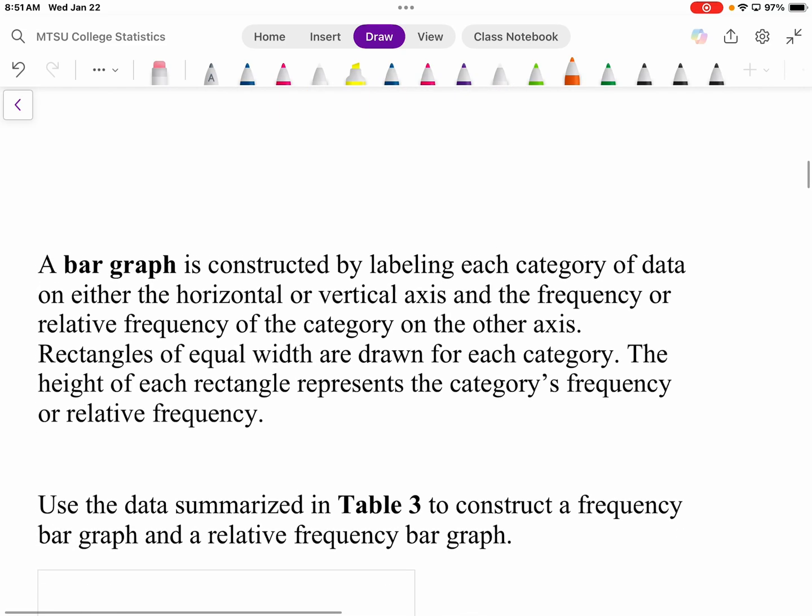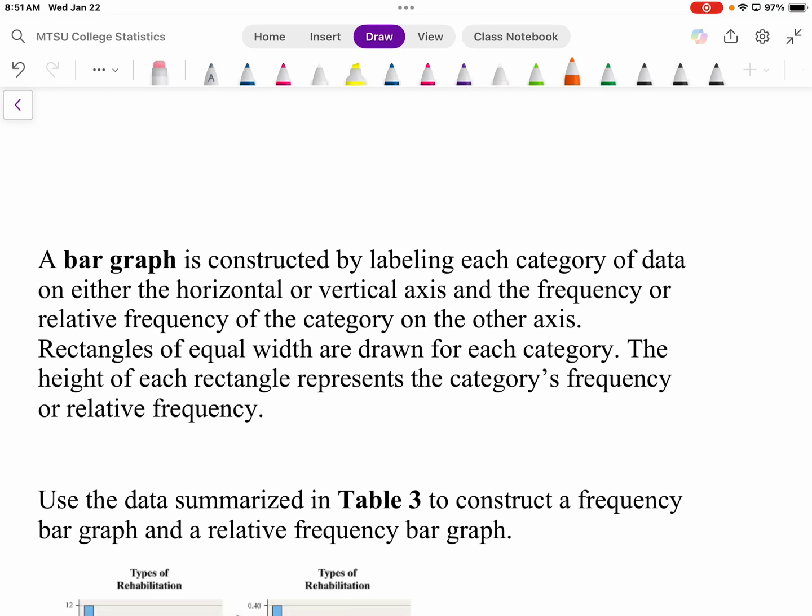So a bar graph is constructed by labeling each category of data on either the horizontal or vertical axis. So we can do a horizontal bar graph. Typically, most of the time, I think a lot of us use the vertical bar graphs where the bars are going up, but with this type of information, we can do a horizontal bar graph. I have some in our lesson today. When we get to histograms, we're doing a vertical histogram. So sometimes it's just easier to stay with one pattern of doing it vertical.